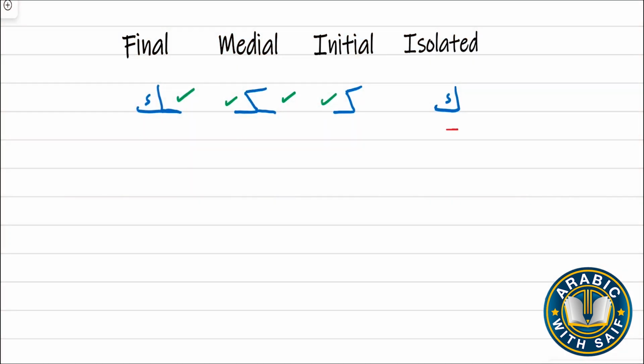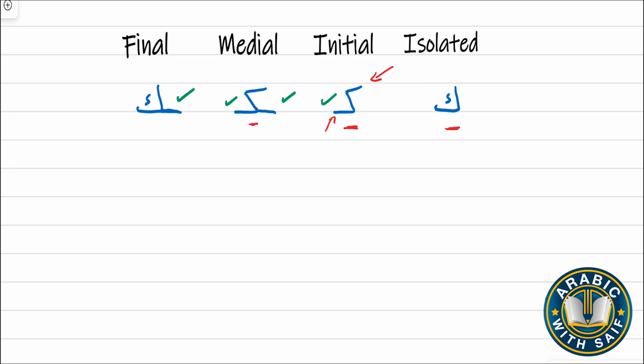This is the isolated form of Kaf as we studied in level 1. This is how the letter looks like if it's by itself in the word. When you write kaf in the beginning of a word, the shape of kaf will change to be like that. And it allows any letter to connect after.